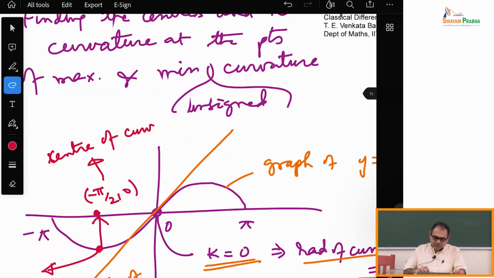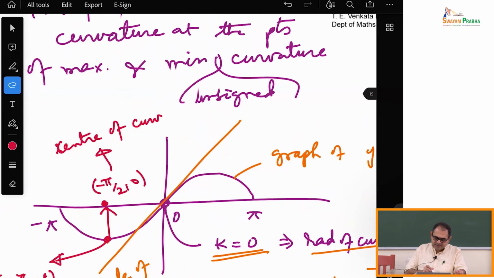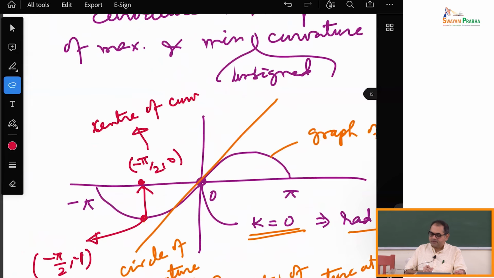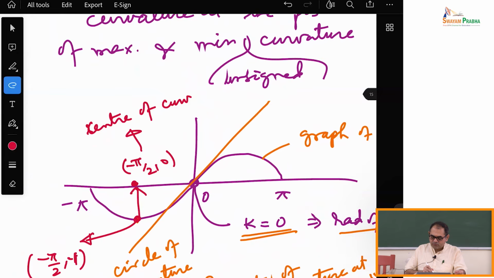Then there is the other point where you have maximum curvature. What I want you to understand is that this is a circle, mind you, centered at minus pi by 2 comma 0, with radius 1. So the circle of curvature will look like this. This will be a circle of curvature with radius 1, centered at minus pi by 2 comma 0. Let me write this.